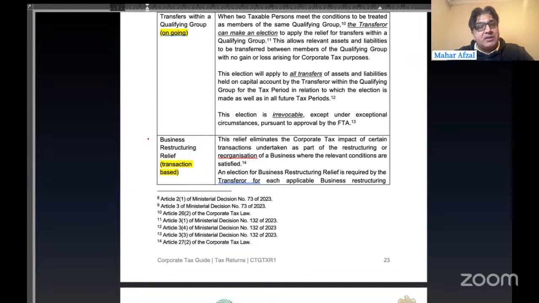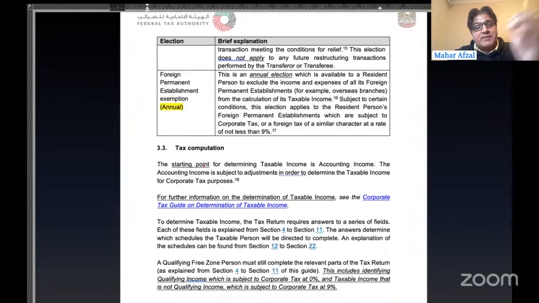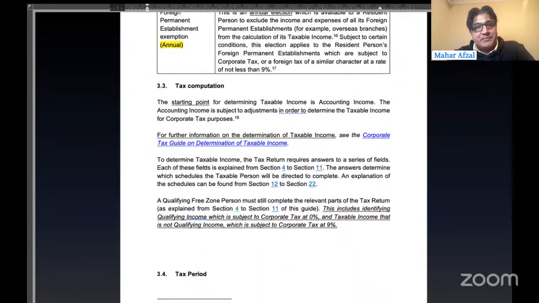Transaction by business restructuring relief is a transaction-by-transaction relief. For each transaction, you need to opt for it, because this is a transfer, something like a transfer as a going concern, where an entire business or one independent part of the business is transferred from one taxable person to another taxable person. They assume this is a transfer of a going concern, so it will not have any impact on the tax. So they have given this relief. Foreign permanent establishment is an annual relief.